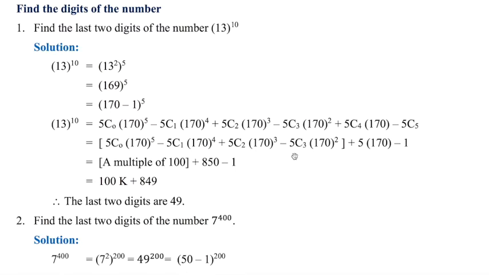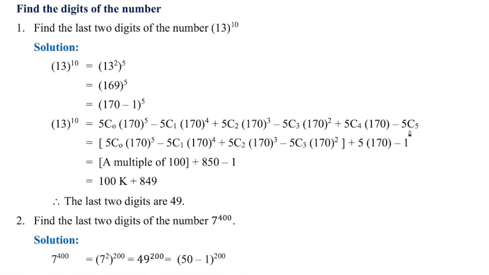Find the last two digits of the number 13 whole power 10. So what you want is actually the last two digits, right? 13 square whole power 5, that is 169 whole power 5. Nothing but 170 minus 1 whole power 5. So expand 170 minus 1 whole power 5 like this. Using that formula, x plus a whole power n, 6 terms you will get.